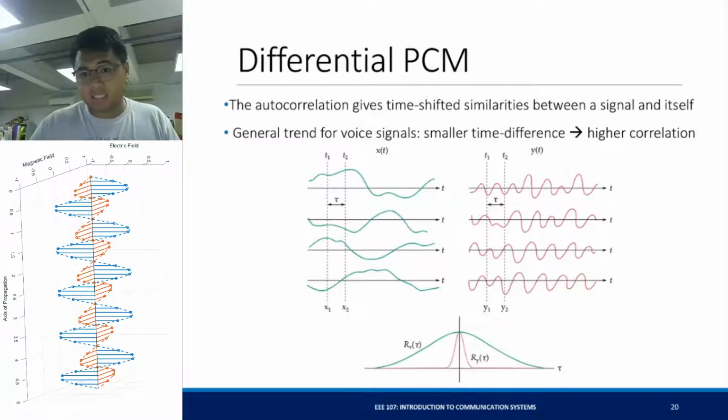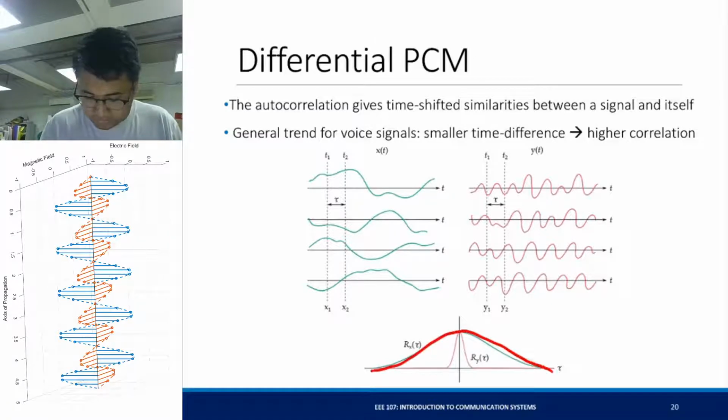If we try to sample a signal, right, the similarities in a signal with itself, we can use those similarities with itself to predict the next value of your transmitted signal. Right? So for voice signals, your smaller time difference means higher correlation, and that is true with all signals. Okay, so if you have a signal that is very slow, or its autocorrelation function is very large, right here. Okay, so the signal changes its statistical properties in a slow manner. We can use differential PCM to be able to represent the signal with less bandwidth.